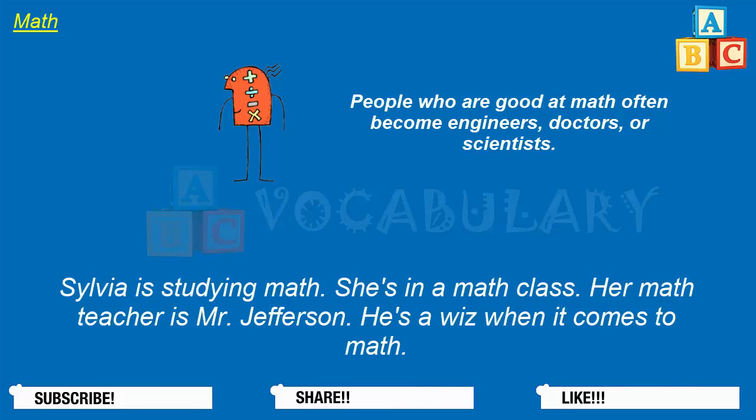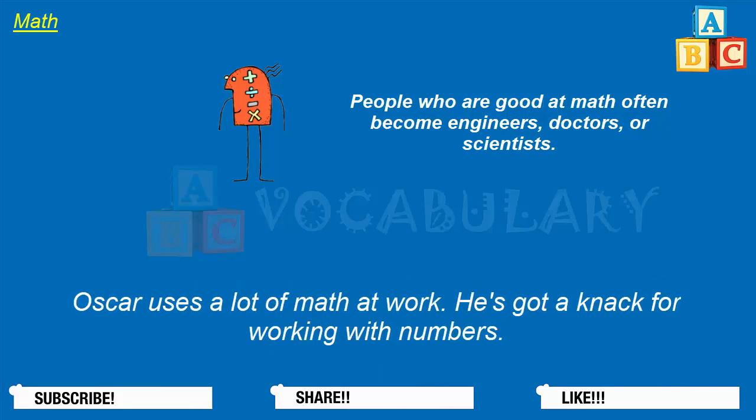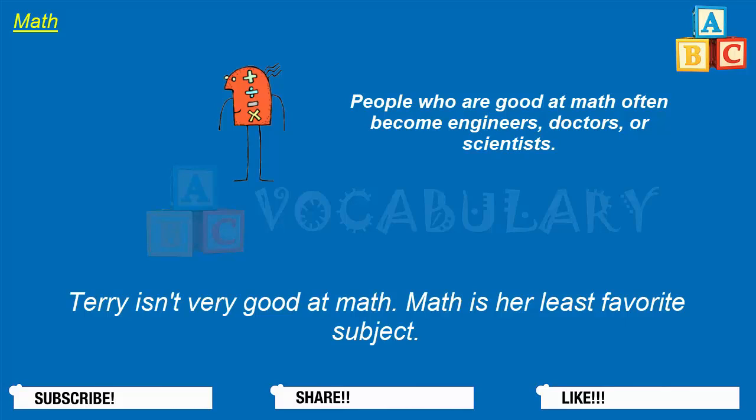Her math teacher is Mr. Jefferson. He's a whiz when it comes to math. Oscar uses a lot of math at work. He's got a knack for working with numbers. Terry isn't very good at math. Math is her least favorite subject.